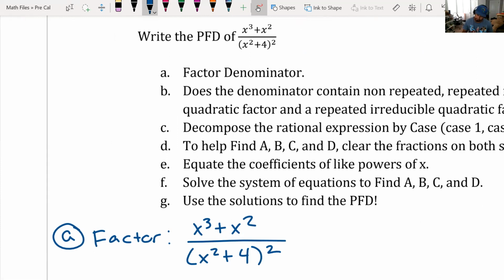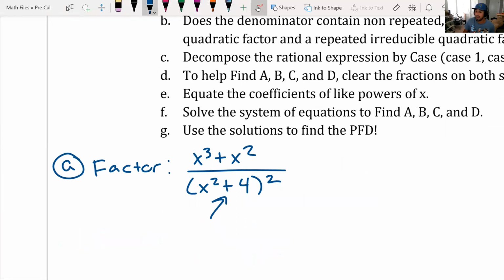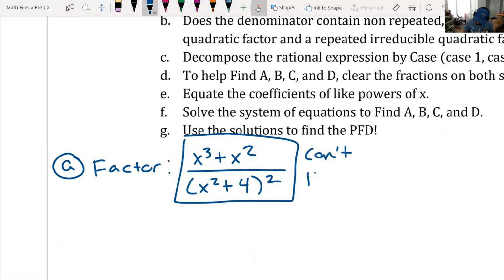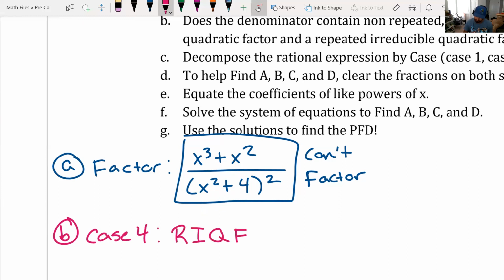Okay, well, this cannot factor because it's a sum of squares, so our job is done. That's easy. Can't factor. Okay, which means B is your cases. What you see here is an irreducible quadratic that is repeated, right? So this is actually case 4. We have a repeated irreducible quadratic factor.